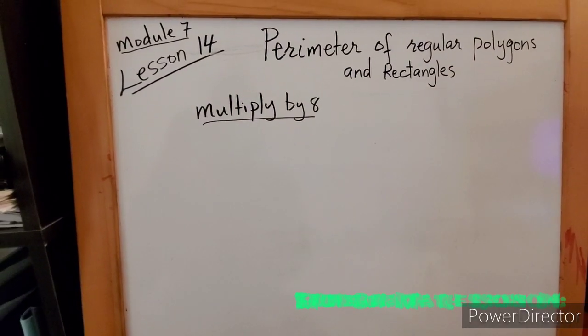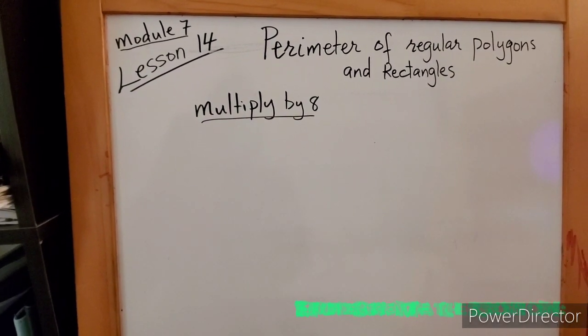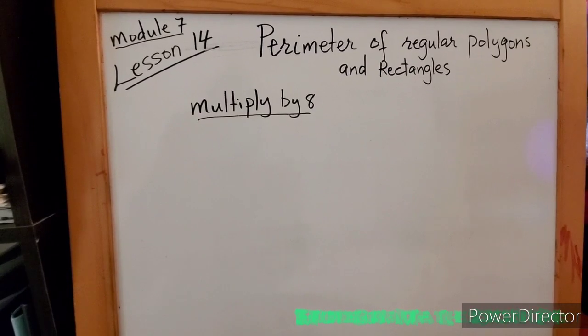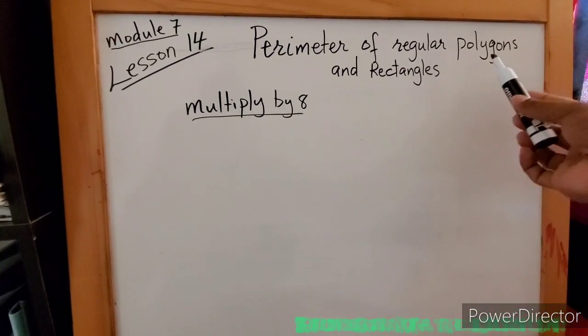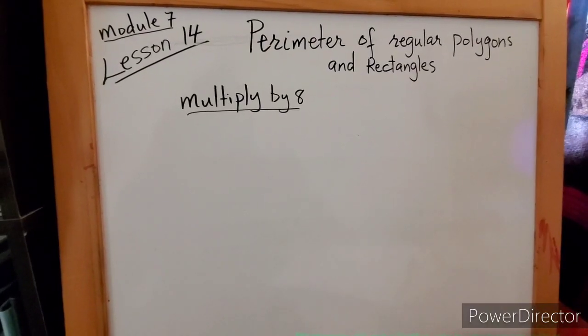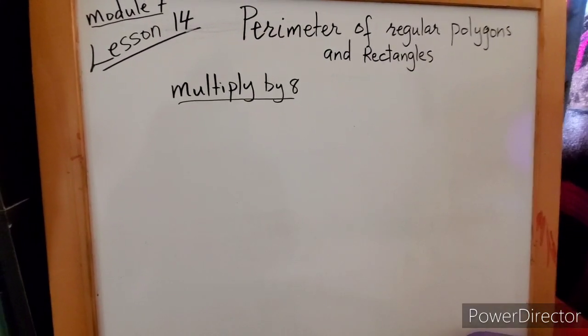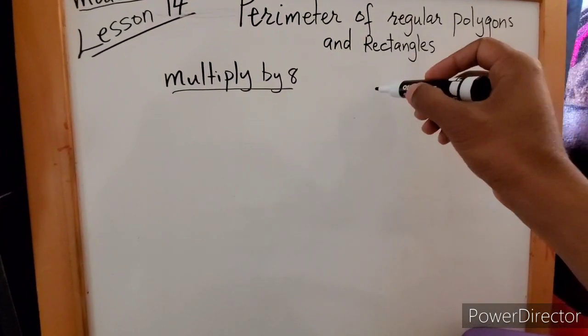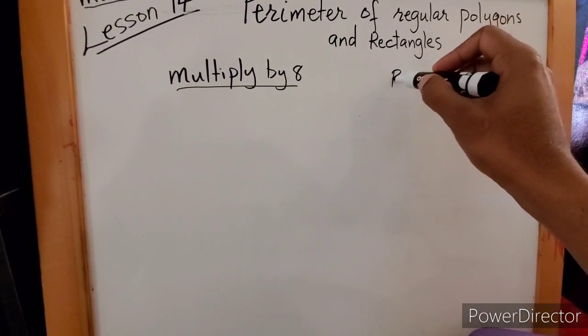All right, let's get started. As you can see, it's perimeter of regular polygons and rectangles. We're going to start off with multiplying by 8, but first let's talk about regular polygons.